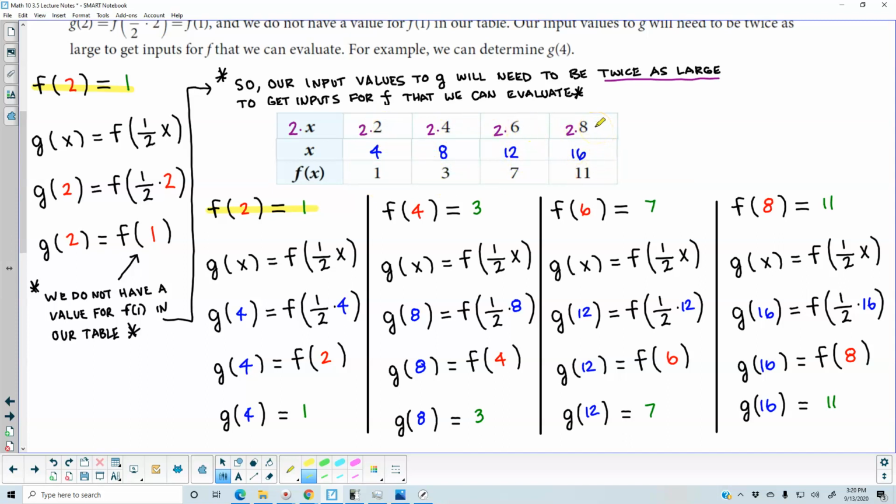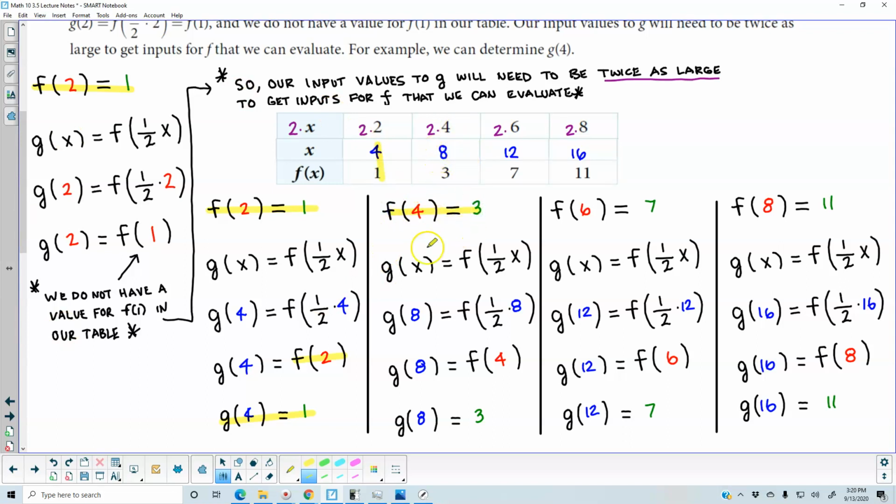So now we're going to plug in 4 for g, and we're going to take 1 half of 4. Well, 1 half of 4 is 2. And we know that the output for 2 is 1. So that means g of 4 has an output of 1. Next, we have f of 4, which has an output of 3.